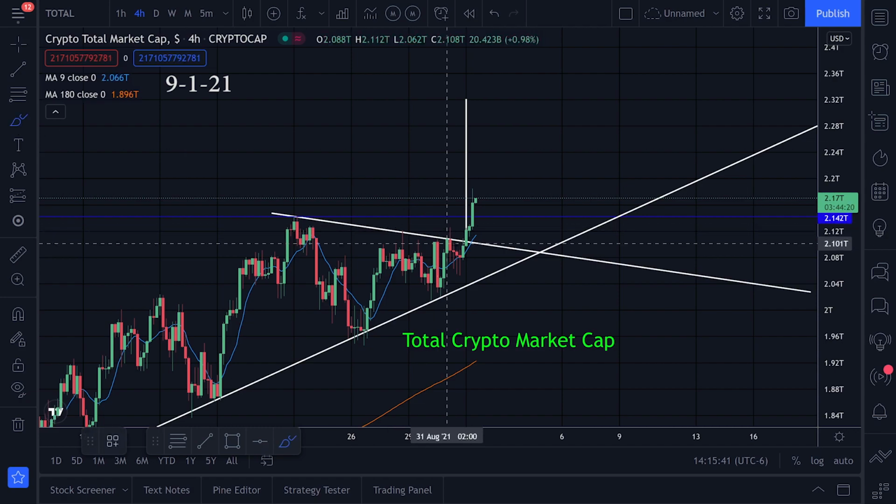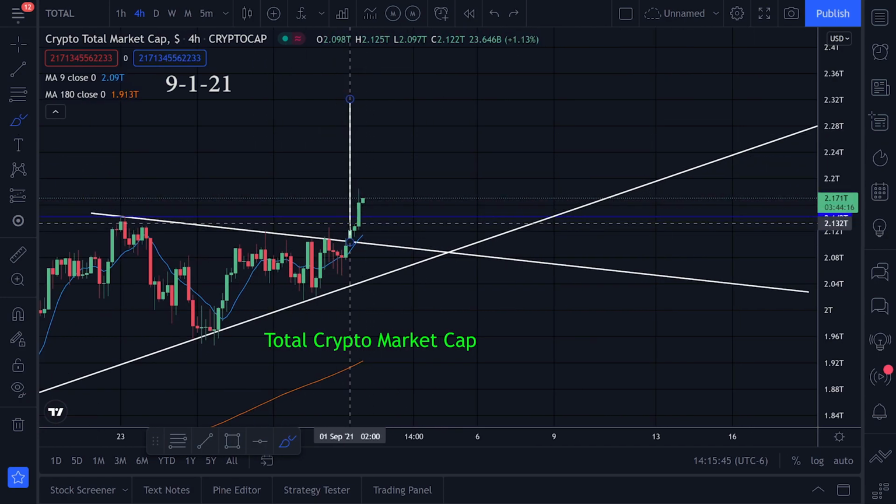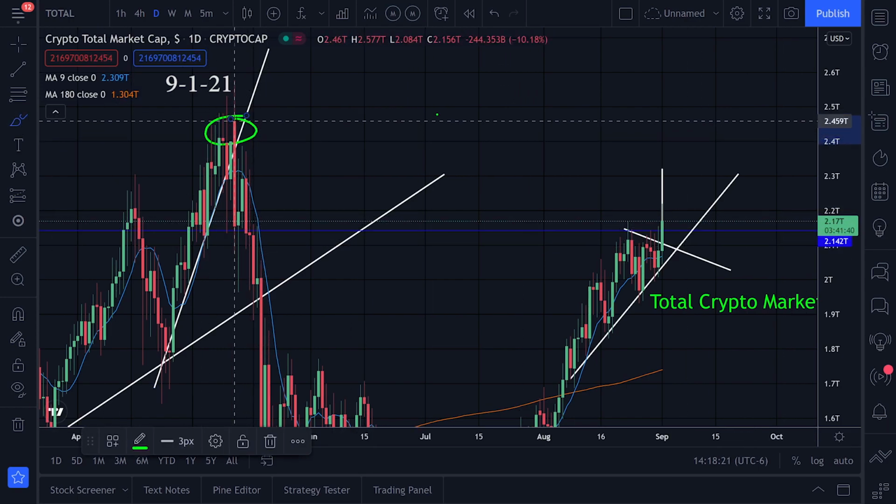And as you can see, we're getting green candles out of this breakout. We're on the 4-hour time frame right now. Let's see if we can continue that momentum heading up to this target right up here. Right now we're sitting at about 2.17 trillion. I'm kind of curious if we could come up and retest this high of around 2.46 trillion, or maybe even 2.5 trillion, somewhere around there.